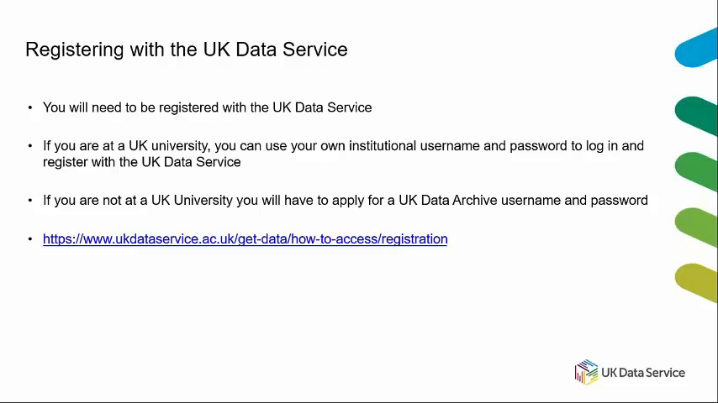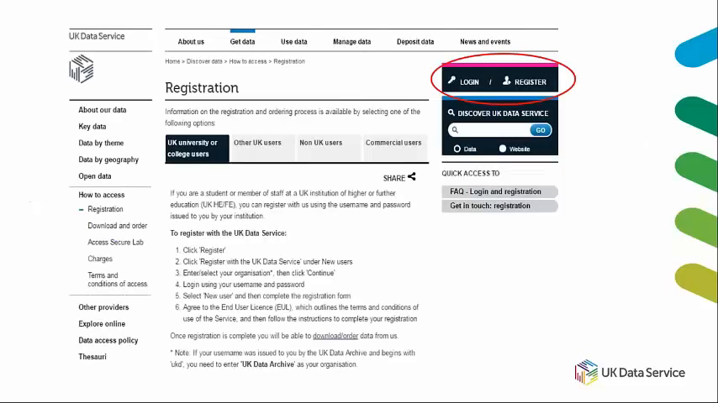If you are outside a UK university, then you can still register with us, but you will first have to apply for a UK Data Archive username and password. So you do just have a small extra step to go to. You just have to fill in an online form. So in order to register with us, you need to click on the login and register link on the UK Data Service homepage. It's just highlighted by that red circle.